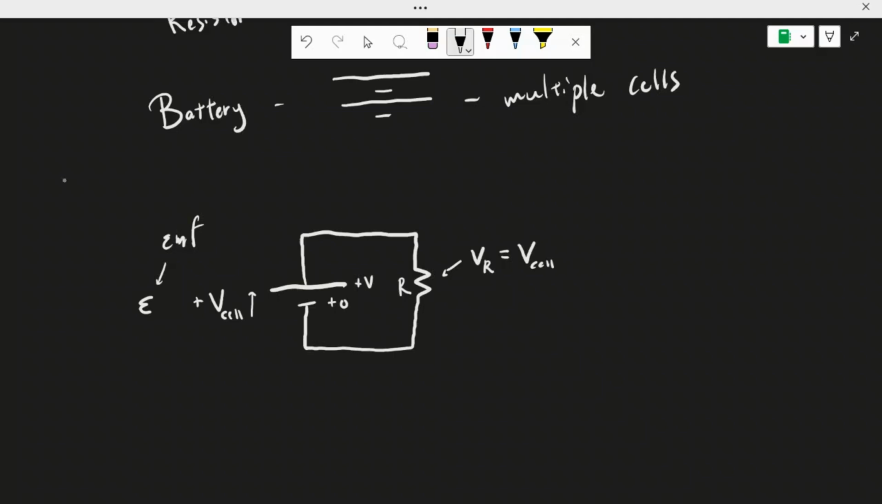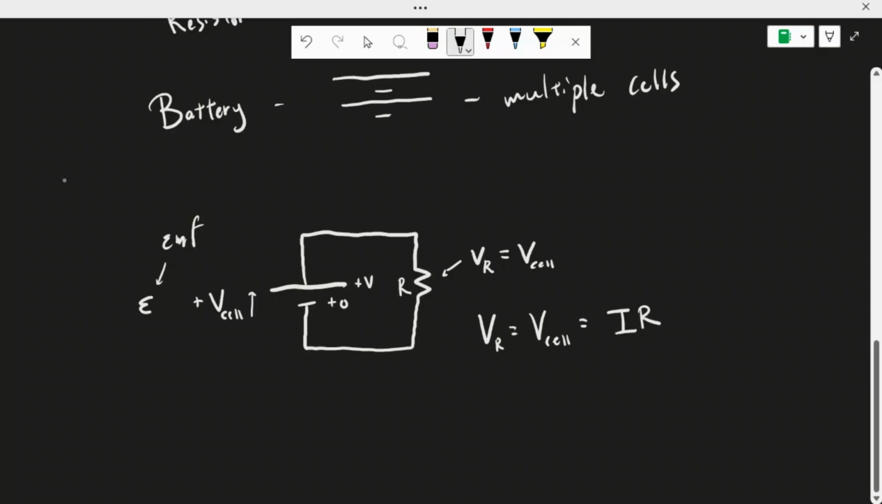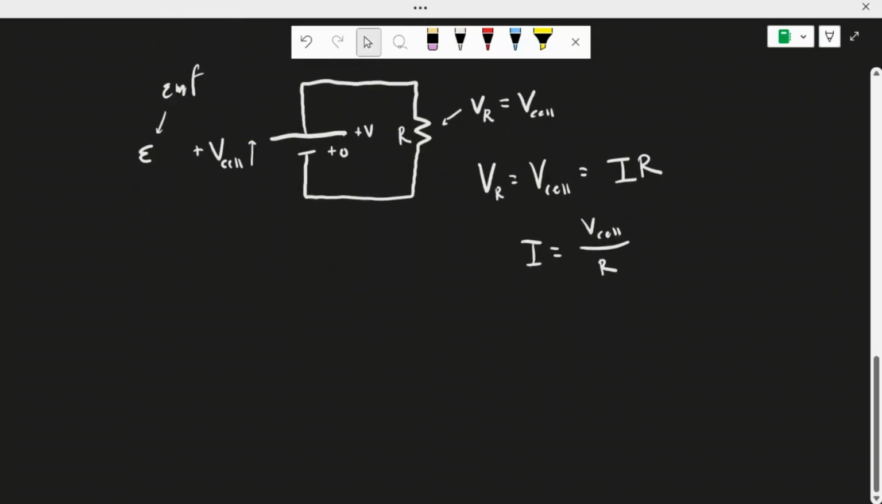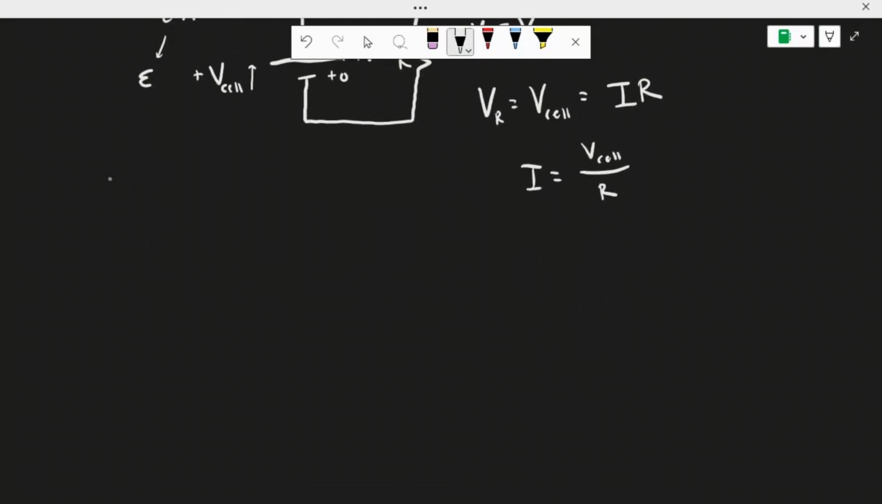So in that case, we get that the voltage of the resistor, which is equal to the voltage of the cell, would be equal to IR. Right, so you can find the current if the voltage and the resistance are given. You can find the current for a circuit with I equals V cell over R for this particular setup. But what if we have a slightly different setup? So now we're going to look at things called series.